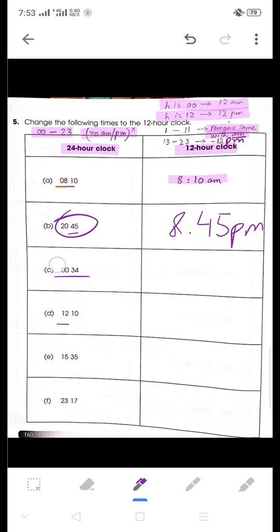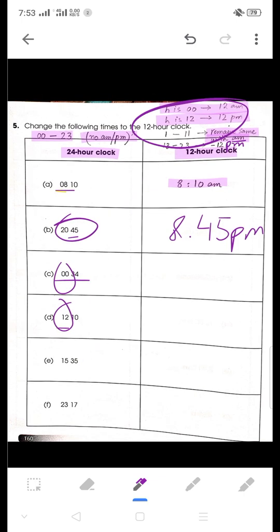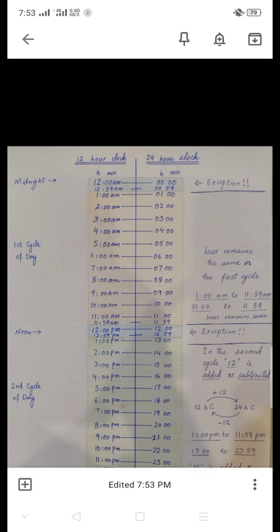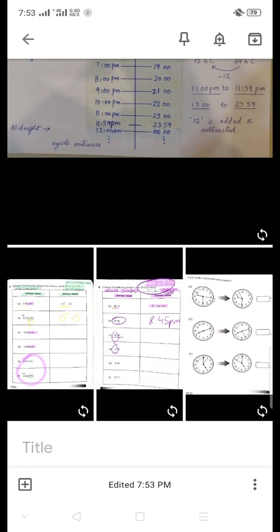Okay, rest you can do yourself. Be careful whenever 0 is here or 12 is here. These are the rules for it. You can do it yourself. Okay, moving on to the next page, that is 165.